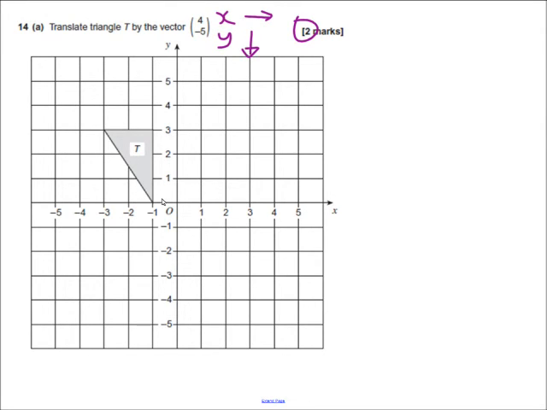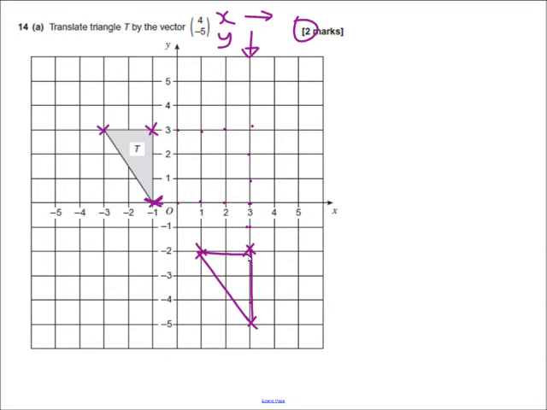So pick the corners of your shape and move them all in the direction 4 to the right and 5 down. So let's start with this point here. 1, 2, 3, 4 to the right, 1, 2, 3, 4, 5 down. So that corner ends up here. If we do the same for the other corners, 1, 2, 3, 4 to the right, 1, 2, 3, 4, 5 down, that corner ends up there, and the final corner ends up here. And then we reconstruct our triangle.